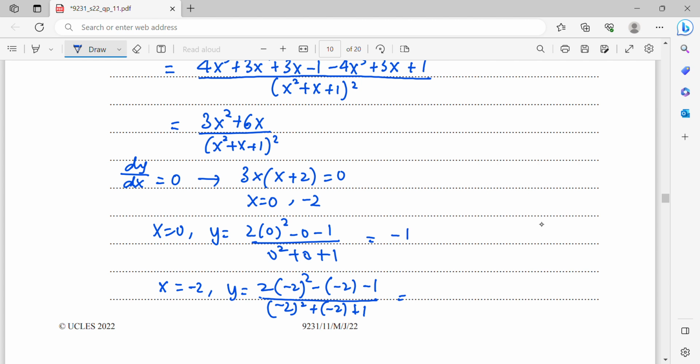The first term is minus 1 over 1, which is minus 1. For the second, 2 times minus 2 squared is 8, then minus minus is plus 2. So 8 plus 2 is 10, 10 minus 1 is 9, over minus 2 squared which is 4, 4 minus 2 is 2, 2 plus 1 is 3. So I get 3. From here, I will make a conclusion. The stationary points are (0, minus 1) and (minus 2, 3). Okay, so that's the solution of this part.